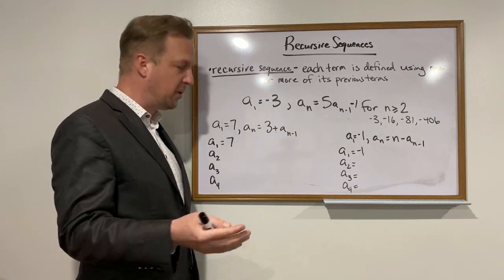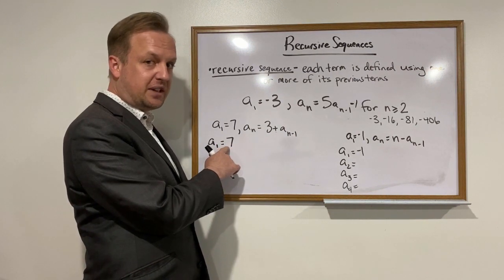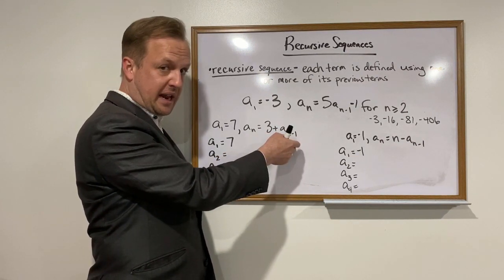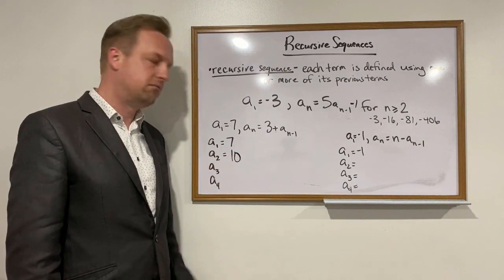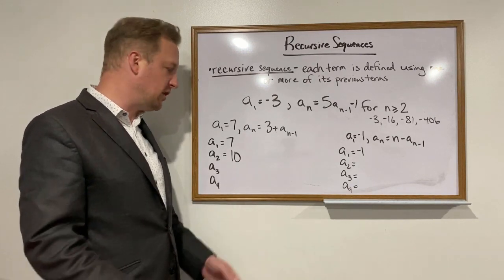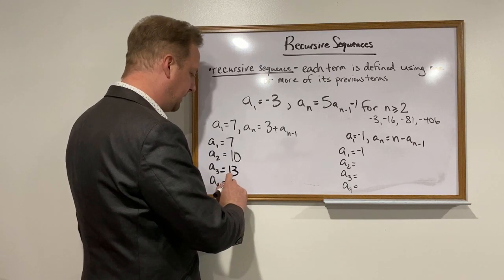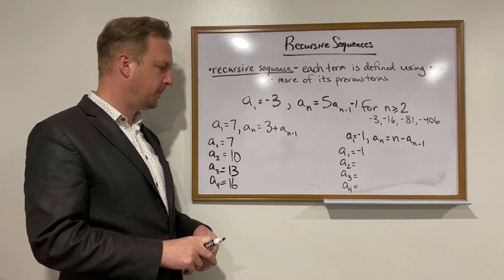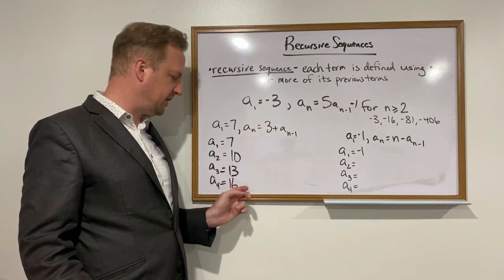Well, that one's pretty simple then. So for a sub 2, we already know a sub 1 is 7 because they give us that one. That's 3 plus a sub 1. So 3 plus 7 is 10. The rhythm on this one's pretty simple now. We're just adding 3 to every previous term, and that's basically what this means. Hopefully what I just did there makes sense to you. Okay? 10 plus 3 is 13. We throw that one in the mix. 3 plus 13 is 16.